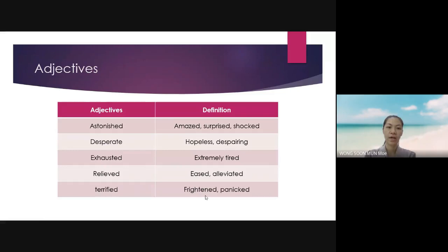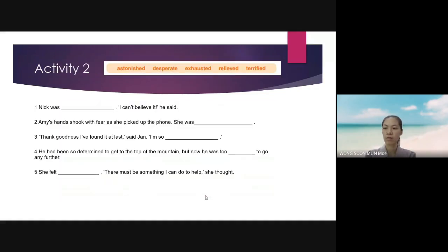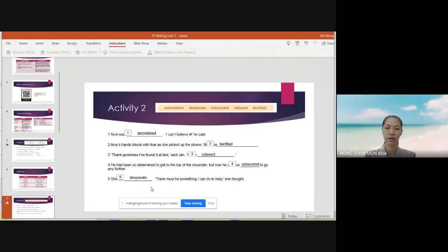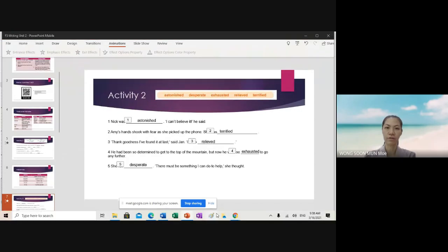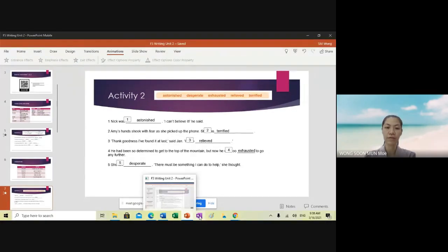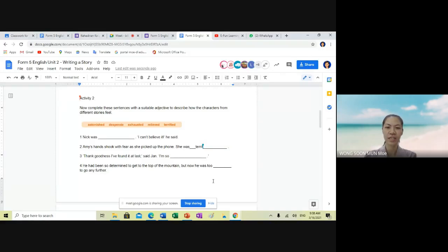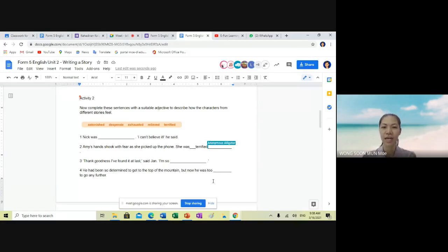Now try to do this activity 2. Fill in each of the blanks with the correct answer. Again, we go back to the Google Doc. Now also I want to choose 5 students, different students. Oh, so fast, an anonymous alligator already filled in the answer.